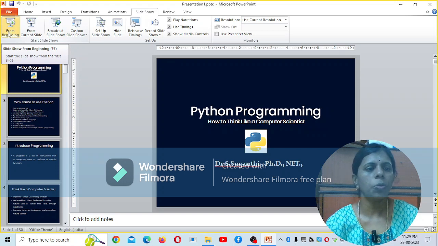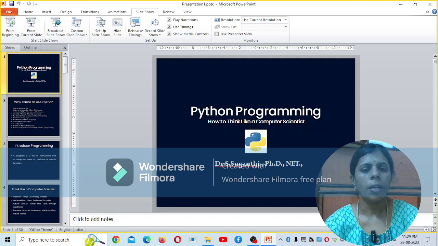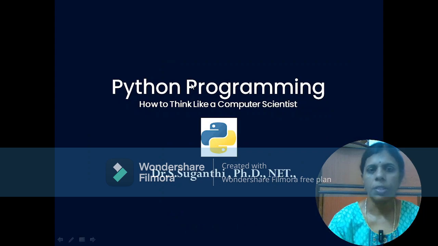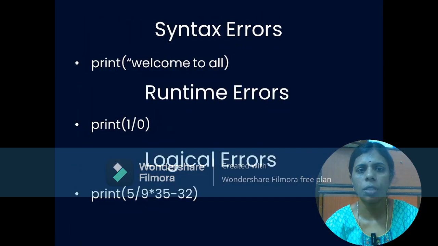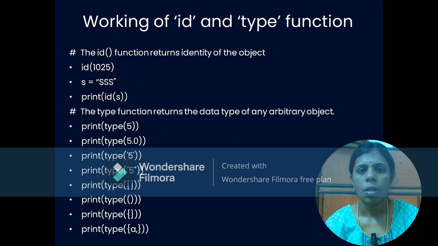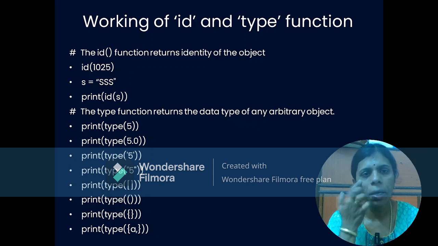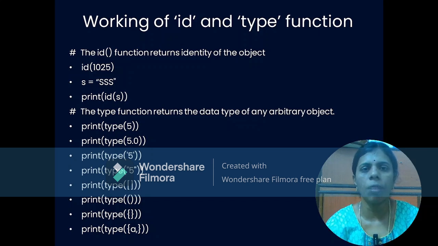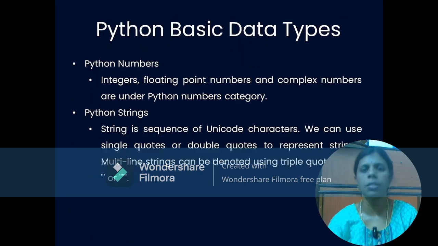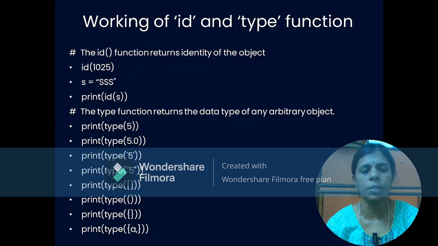Now I am going to present the Python programming topics. Already we have seen two classes, and up to the simple programs we have seen. Now we will see the topic of the working of the ID and type functions and also Python basic data types. So the working of ID and type functions is one part.